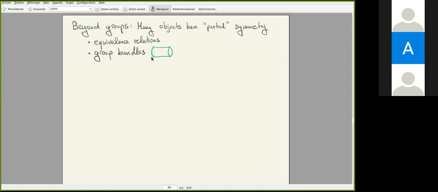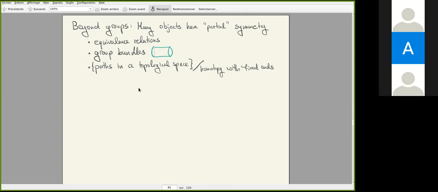Group bundles, for example, if I have a bundle of circles, then I can multiply the elements which lie in the same fiber of this group bundle, but I cannot multiply, for example, points which lie in this copy of the circle and points which lie in this copy of the circle. So I have only partial symmetry here.